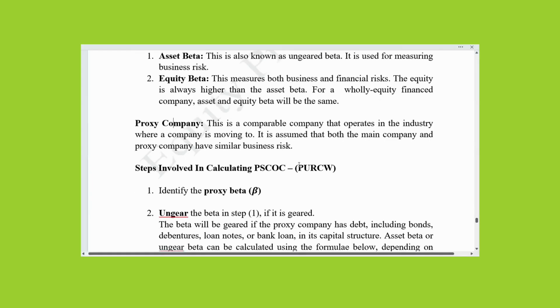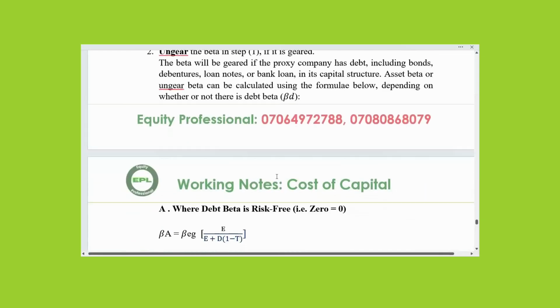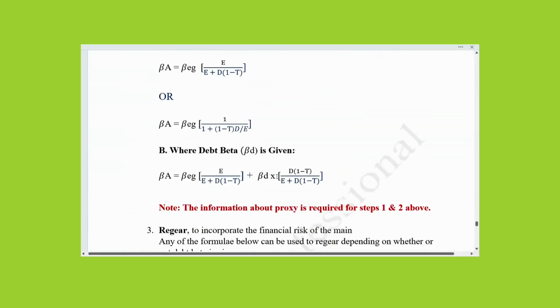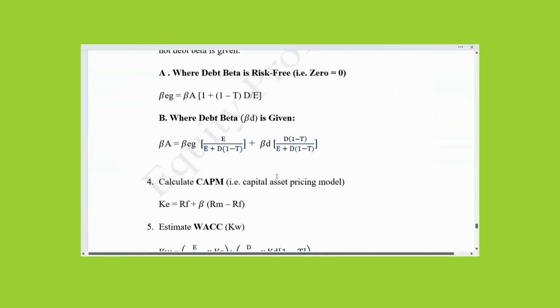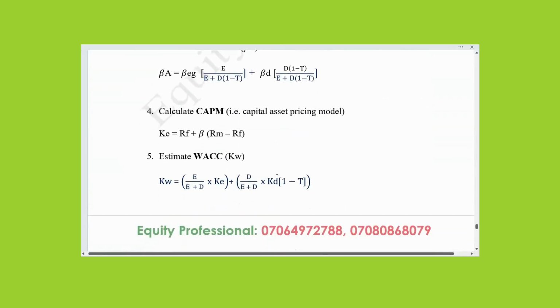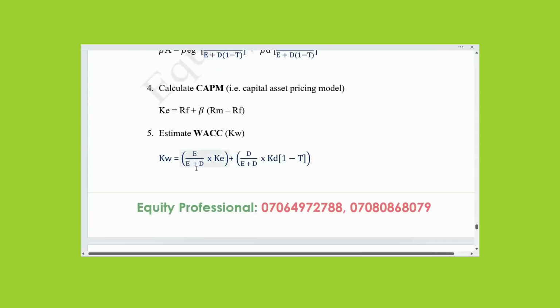Of course, I gave you 5 procedures to calculate project-specific WACC. The first step is to identify the proxy beta. Then step 2, you ungear the beta if it is geared. Step 3, you re-gear the beta. Then step 4, you calculate cost of equity using the capital asset pricing model. And then finally, you calculate project-specific WACC. So these are the procedures you are expected to carry out anytime you want to compute project-specific cost of capital. So right about now, what we are going to be doing is to do calculation.